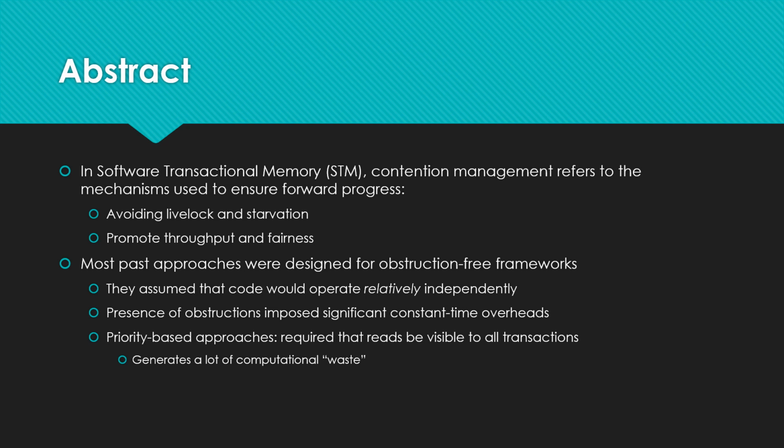Now, a lot of the previous approaches before this one were designed for obstruction-free frameworks, so basically the code was thought to be relatively independent, so there wouldn't be a lot of conflicts. And the presence of those obstructions, if they came about, imposed significant constant time overheads, which meant that every single time there was a conflict, there was an issue that had to be resolved. Priority-based approaches required that these reads be visible to all transactions, so basically that generated a lot of computational waste.